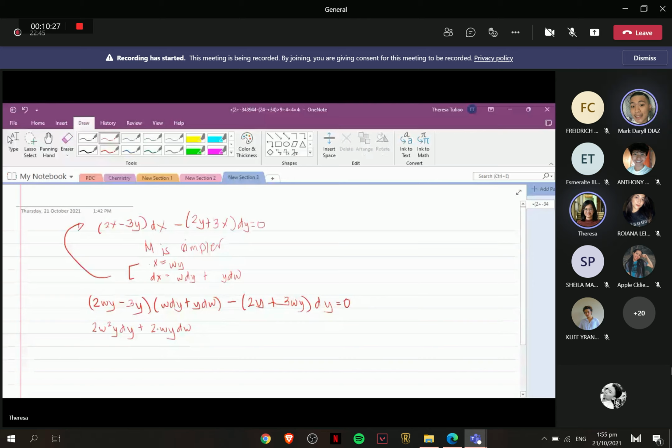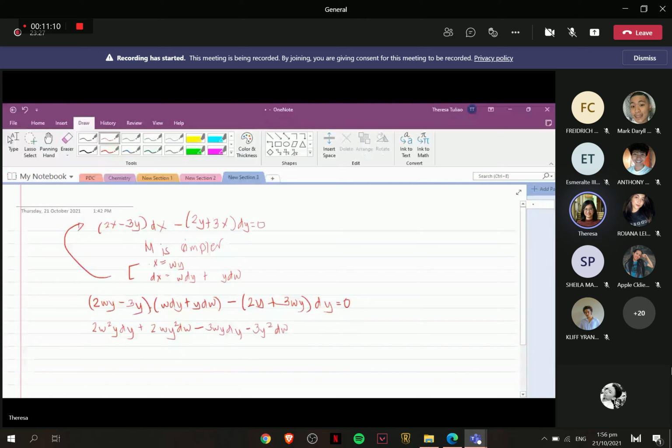Next, inner. Is it y squared, ma'am? Yeah, y squared. So, 2wy times y is 2y squared w. Okay? Minus, inner term na tayo, 3wy dy. Okay? Then, last term, that is minus 3y squared dw. So, dito pa lang yun, no?